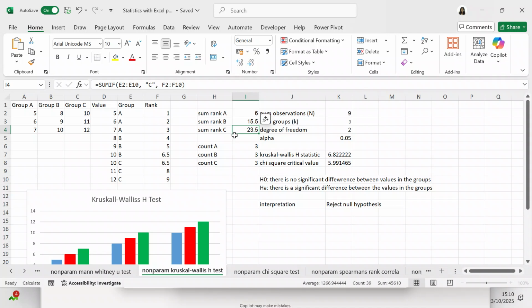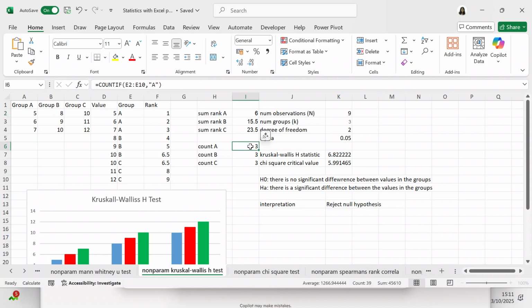So we have the three rank sums as being 6, 15.5, and 23.5. But let's see what it says here. SUMIF E2 to E10, and if it's A, then it's going to be F2 to F10. So that's going to be 1, 2, 3, so that's 6.